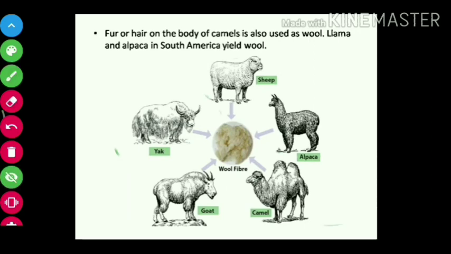Next, the fur or hair on the body of the camel is also used as wool. The llama and alpaca in South America also yield wool. Here some are given: sheep, alpaca, camel, goat, yak. These produce wool, and their hair is used for making wool.